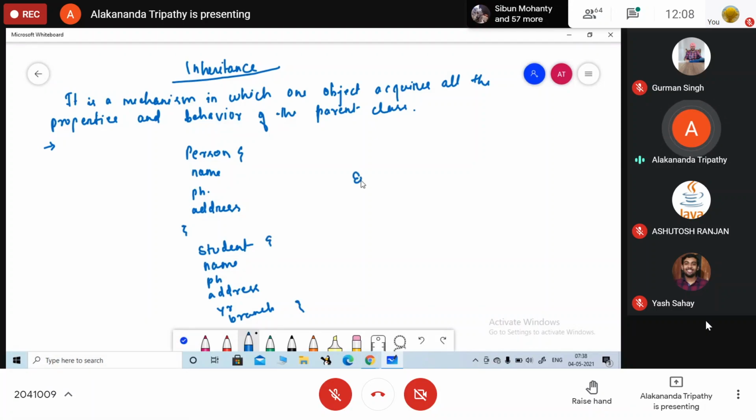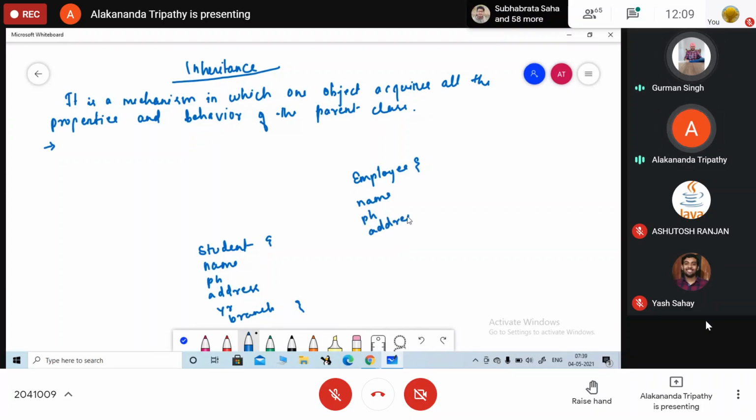Now let there be an employee class. Now in the employee class, we are again having name, phone number, address, branch, employee code. Okay, and a number of properties are there. These are the minimum properties I have defined. Now look at the student class, what are the 3 properties? Name, phone number, address. In the employee class, along with the student class, which 3 properties are common? Name, phone number, address.